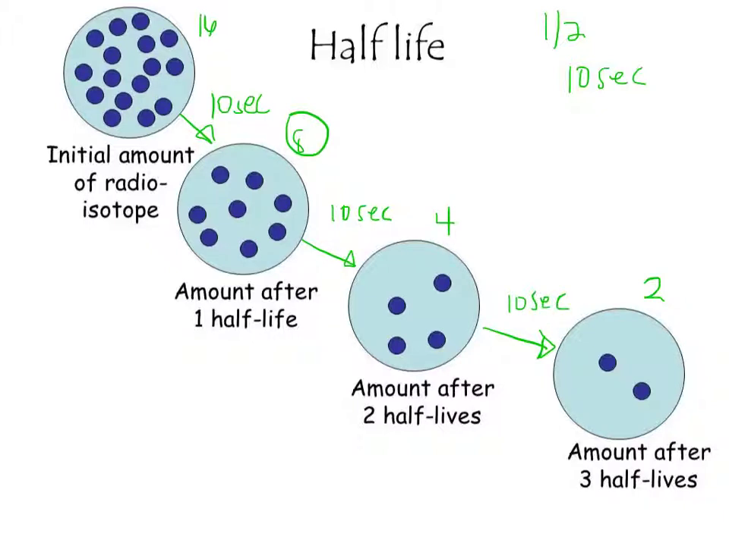If I were to ask you, how long did it take to go from 16 radioisotopes to 2 radioisotopes, you should be able to calculate a total of 30 seconds because it went through 3 half-lives. And each half-life is 10 seconds long.